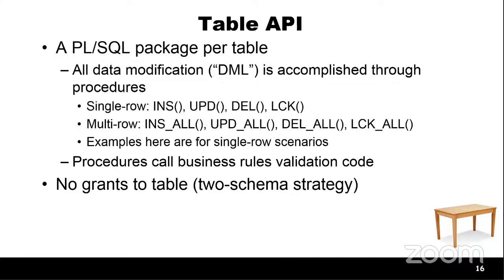So the procedures will call business rules validation code that will make sure the data is valid before the insert, update, or delete happens. And this is the key piece. So you're doing everything through the table API and granting only to that table API. So users can't do SQL statements directly, insert, update, delete. They have to go through the procedures. So there's no grants directly to the table either.